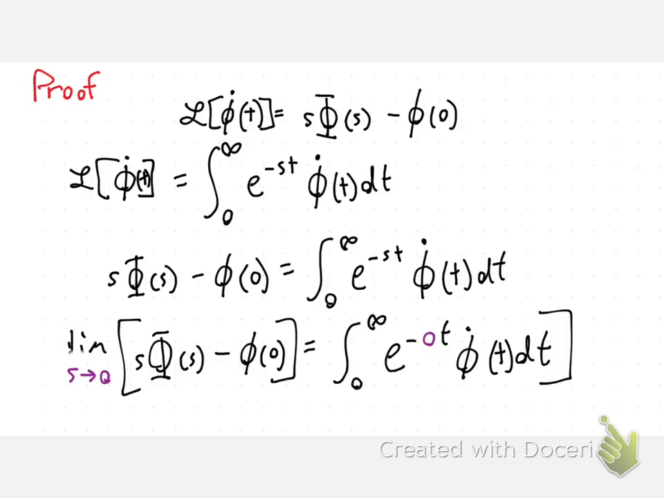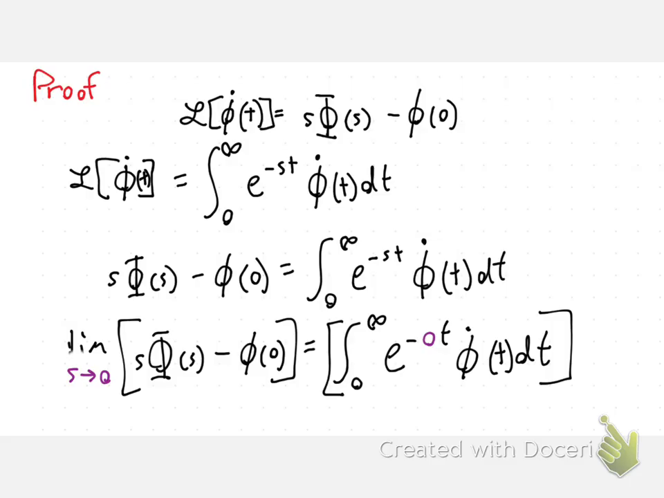Now, if we take the limit as s goes to 0 of these two equations, then what we're going to see is that the limit as s goes to 0 of the first half, we'll just keep that and not change it at all, but that's going to be equal to the integral from 0 to infinity of e to the negative 0t times the derivative of our function dt. Now that e to the negative 0, e to the power of 0 is 1. Anything to the power of 0 is 1.